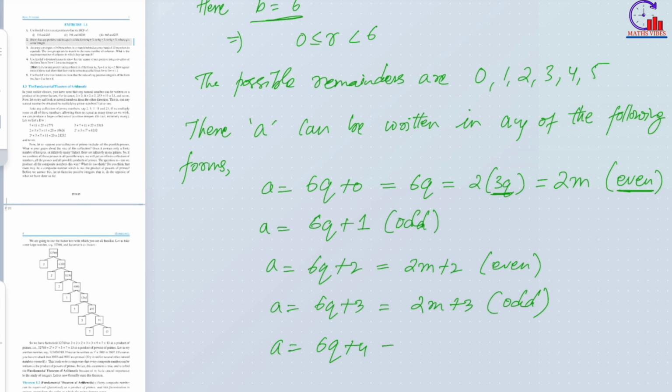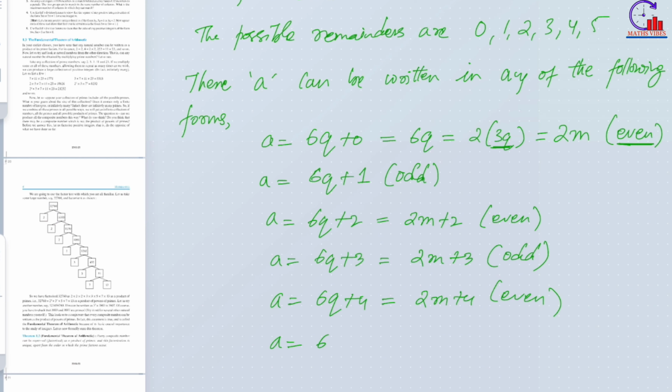And a is equal to 6q plus 4. This is 2m plus 4. This will be an even number. Similarly, a is equal to, if my remainder is 5, 6q plus 5 is equal to 2m plus 5. This will be the odd number.